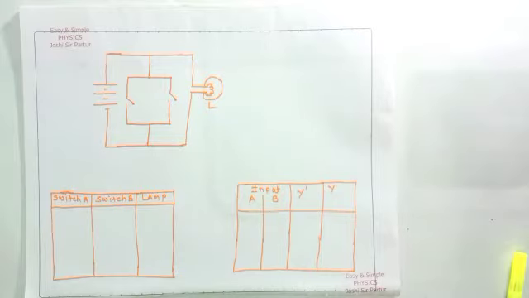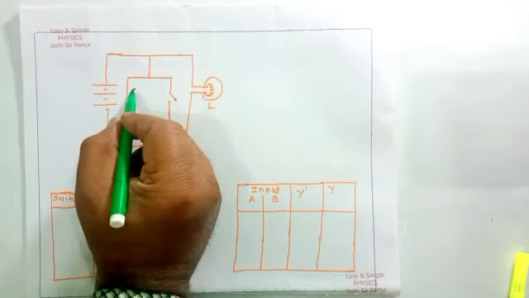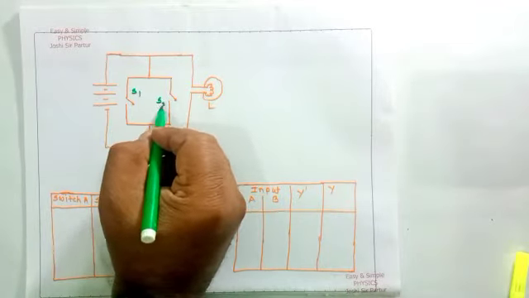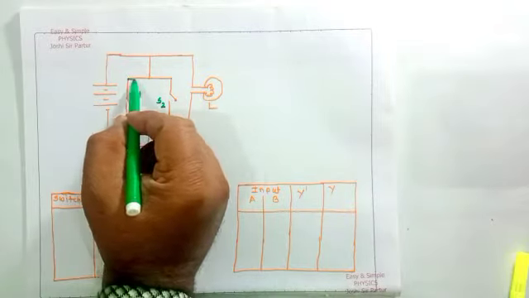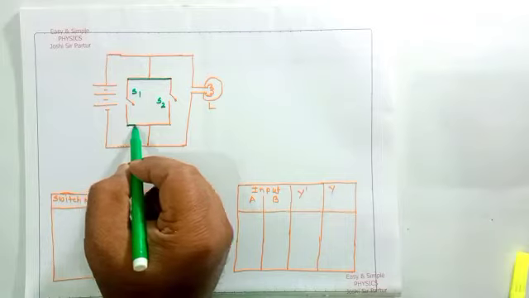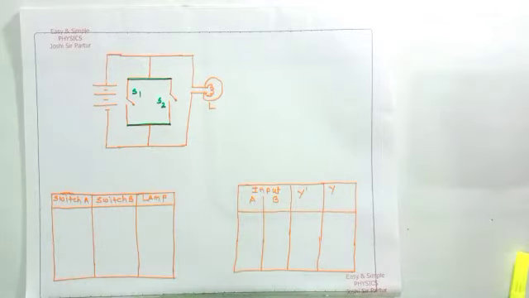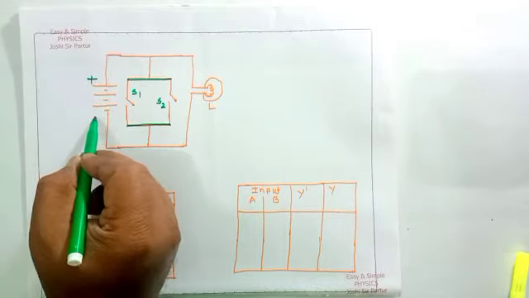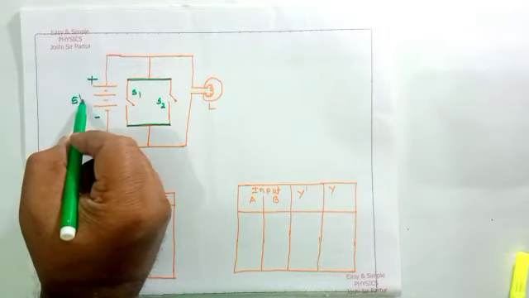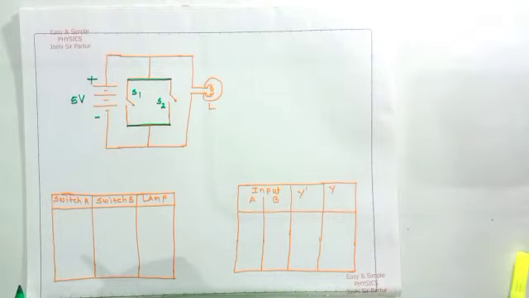So we have seen the switch circuit. In this switch circuit there are two switches, S1 and S2. These two switches are parallel to each other. Their combination is connected across a battery of voltage 5 volt, and across this a lamp is connected.